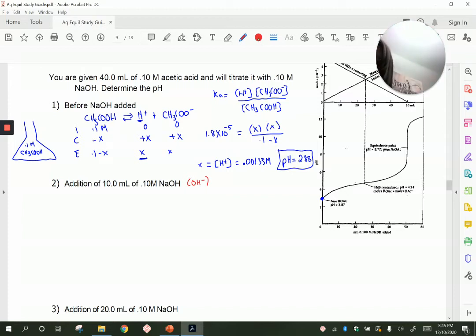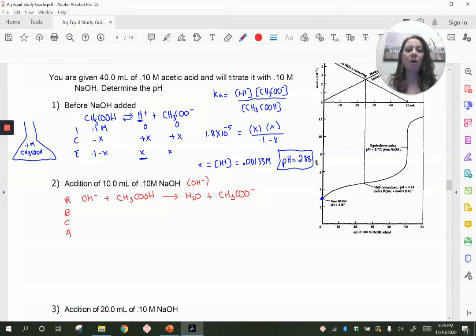So we're going to take our base, OH minus, and we're going to react it with our acid. And again, this goes to completion when you have an acid with a base. And you're going to form water and then also some acetate ion. Okay, and we're doing our BCA table. And we usually do our BCA table in moles. So we need to figure out the moles.